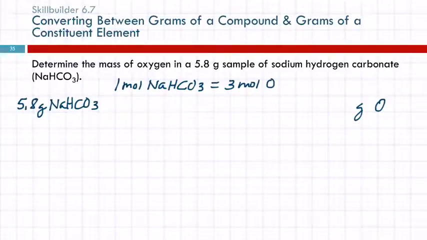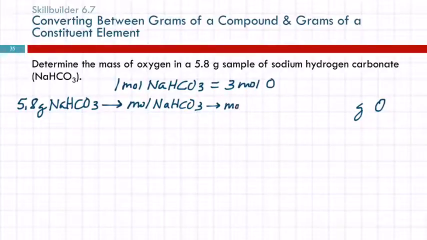And then other things we might need would be molar masses, but we can figure those out later. We can go from grams of sodium hydrogen carbonate to moles of sodium hydrogen carbonate. And this relationship here allows us to convert from moles of the compound to moles of the element, and then we can go to grams of the element. Everybody okay with the path? Once you get the path set up, it's just following a pattern after that.